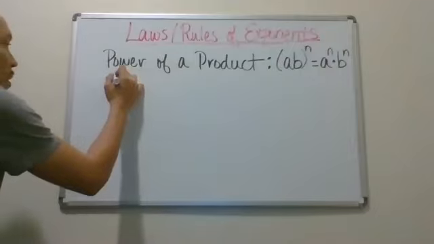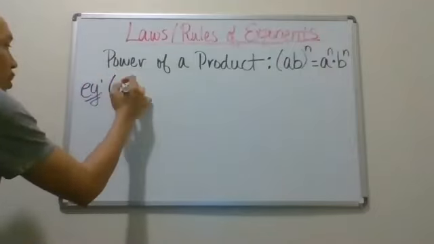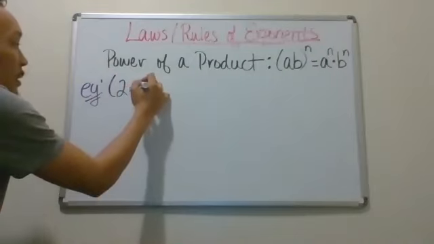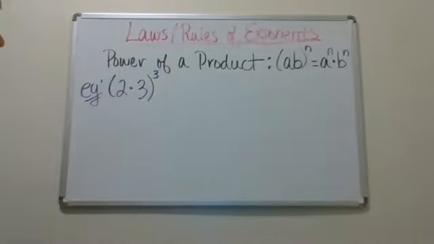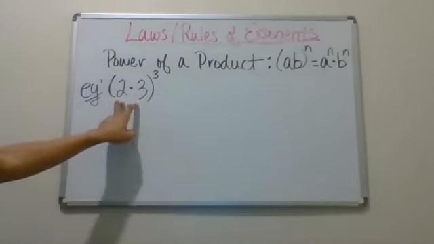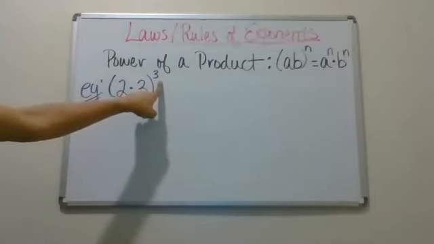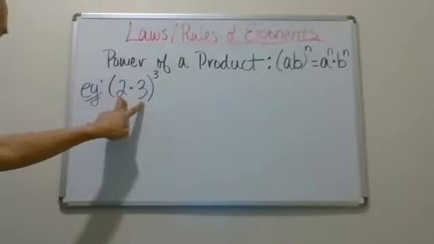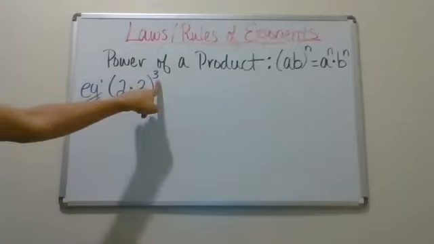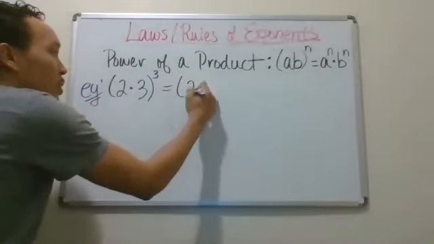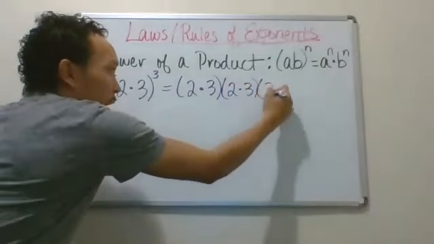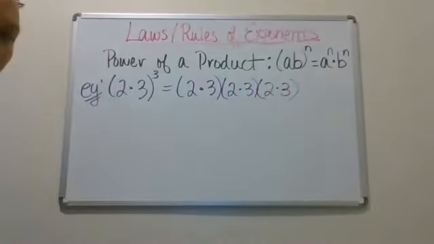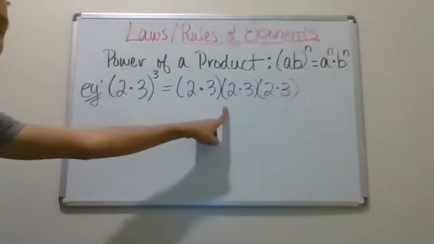So let's look at 2 times 3 to the third power. Well, we could rewrite 2 times 3 to the third power as saying 2 times 3 times itself 3 times. So this is going to be equal to 2 times 3 times 2 times 3 times 2 times 3. Any questions about how I got from here to here?